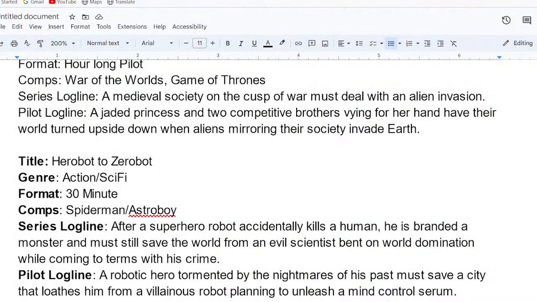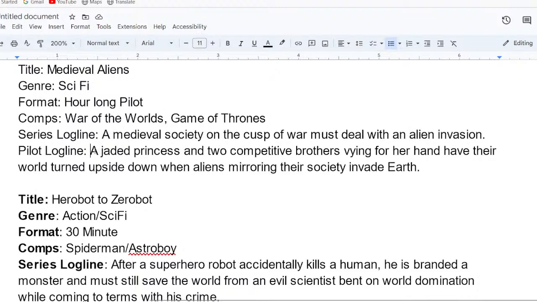Technically, yeah. Pilot, a jaded princess, great, and two competitive brothers vying for her hand. I really like that. Great setup of the characters. Have their world turned upside down when aliens mirroring their society invade Earth. Okay, that's the inciting incident. But what do the characters have to do in the pilot?